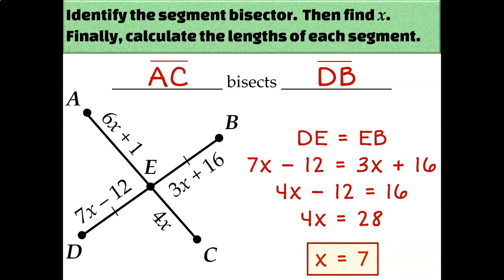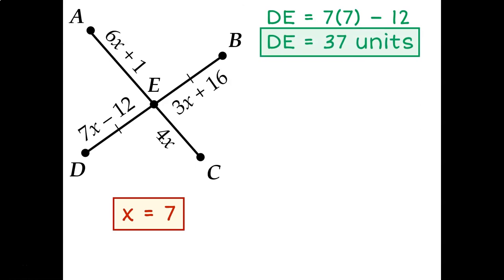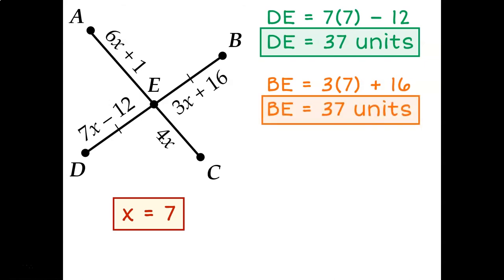But remember that that's not actually what I was asked for, or at least it's not the only thing I was asked for. I was asked to find x, but I was also asked to calculate the lengths of each segment. So now I need to plug x in to figure out each length. So DE, instead of 7x minus 12, I'll say that DE is 7 times 7 minus 12. And that gives me a length of 37 units. Let's do the same thing for BE. 3 times 7 plus 16 would give me an answer of 37 units as well.